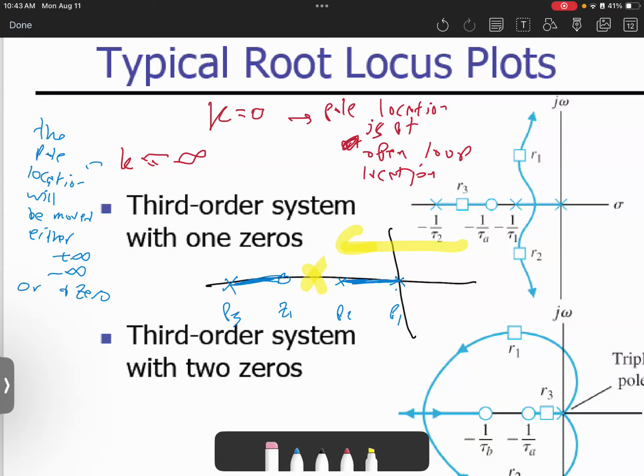Then the region between P2 and Z1 is not counted. Then when you start from Z1, the number of poles and zeros is 3: P1, P2, and Z1. This number is 3, so you can count the area between Z1 and P3. Count this area. For the region after P3, toward infinity, we have 1, 2, 3, 4 poles and zeros. Therefore, it is an even region, so it's not counted.